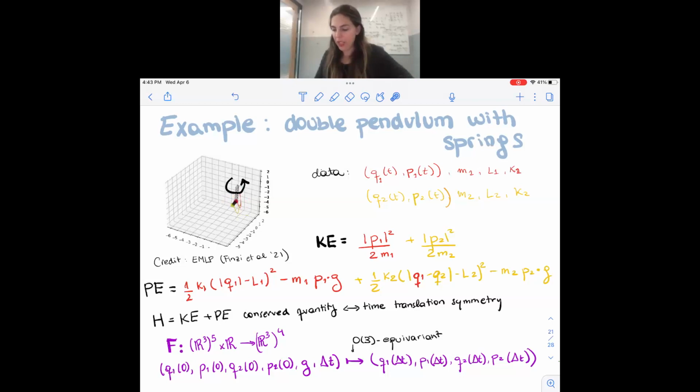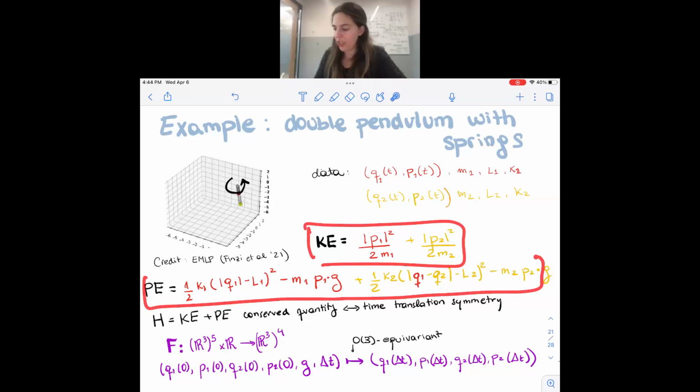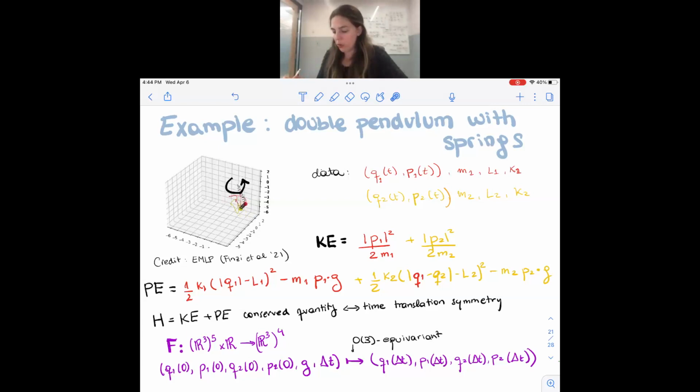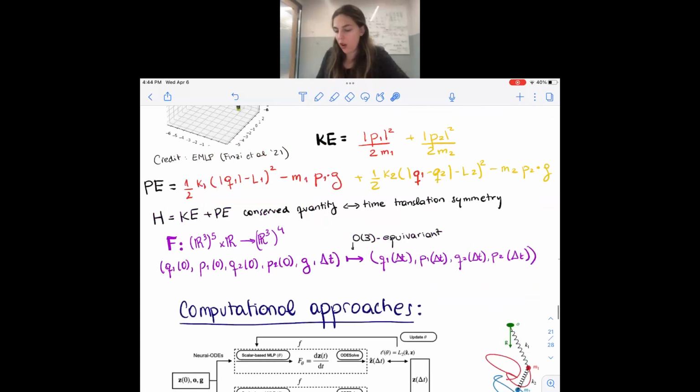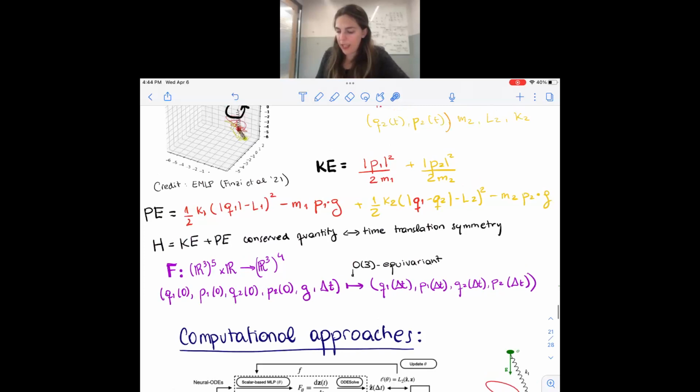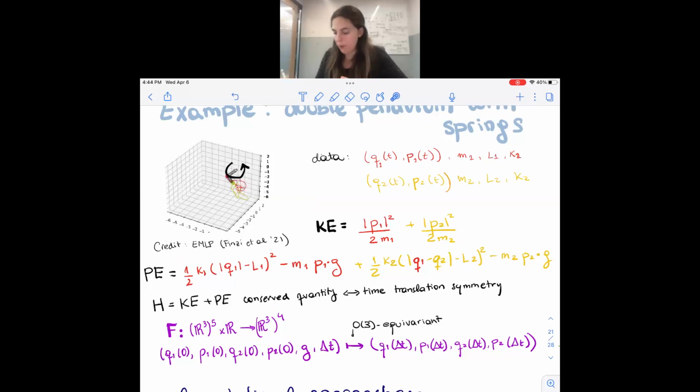So the idea is you have this double pendulum with springs. This is a Hamiltonian system, meaning that the kinetic energy plus the potential energy is conserved, and this conserved quantity is in correspondence with the time translation symmetry. And basically, what we are going to do is use a neural ODE and a Hamiltonian neural network to predict the trajectories of this double pendulum. And the idea is that if we take the gravity vector as an input to my system, then the system is going to be O3 equivariant.